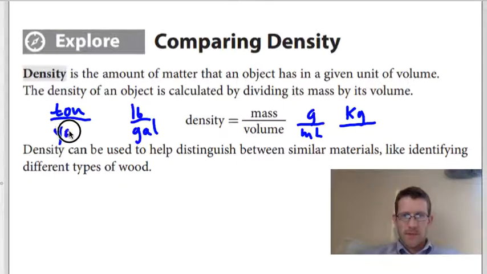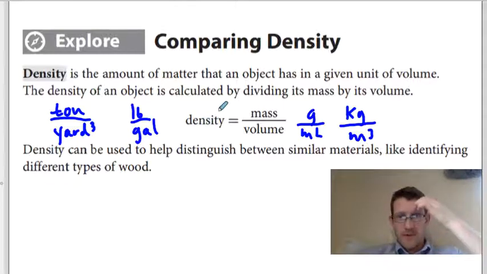So in this case, it would be yard cubed, or kilograms per, say, what is that? Cubic meter or something like that. So all of these would be valid examples of density. There is no one set unit for density. It's some kind of mass variable over some kind of volume variable. So all of these would work. It just depends on what's going on.